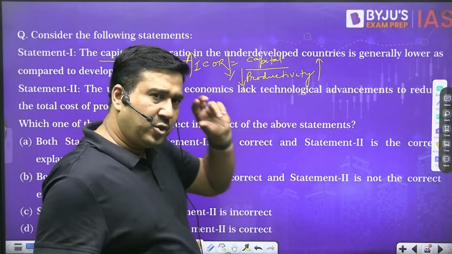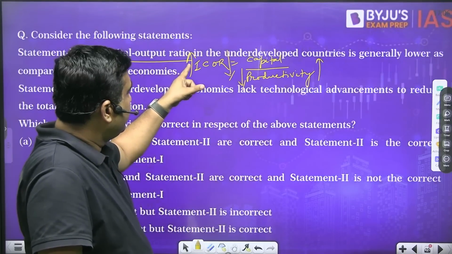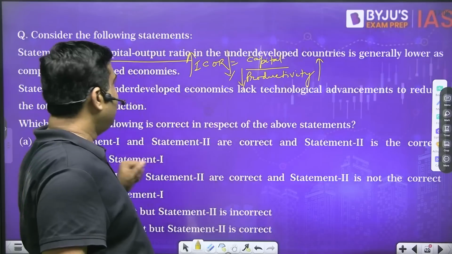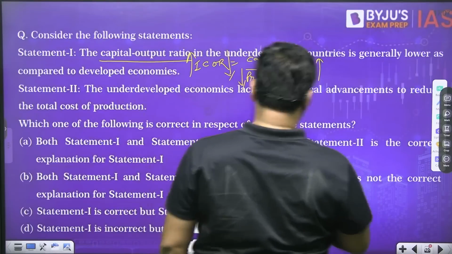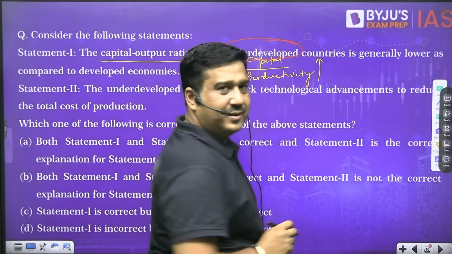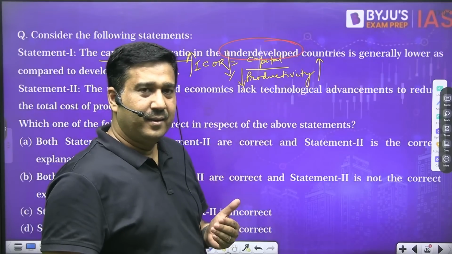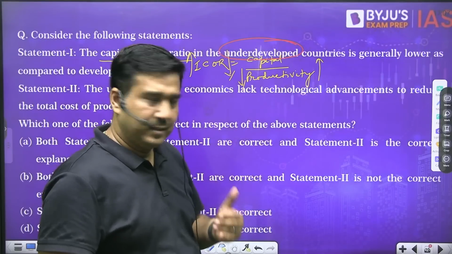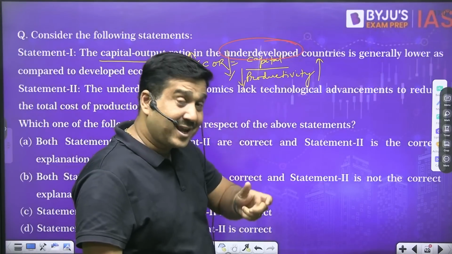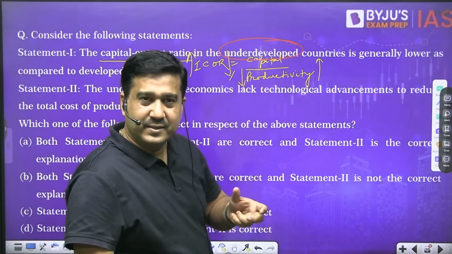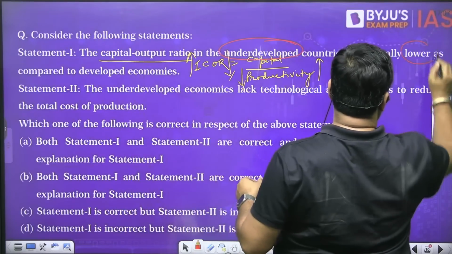Now, in the light of this definition of ICOR, look at statement 1. The capital output ratio in the underdeveloped countries is generally lower. How can it be lower? It is an underdeveloped country. That means technological progress would be less. People would be unskilled or semi-skilled. If labor is unskilled, that is why these are underdeveloped countries. Underdeveloped means their resources are not fully utilized. Underdeveloped means they are technologically less advanced. So in underdeveloped countries, it will always be higher.